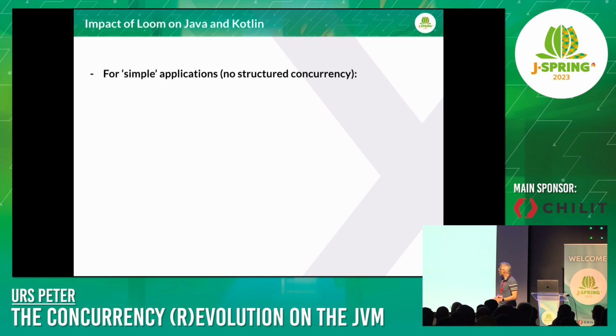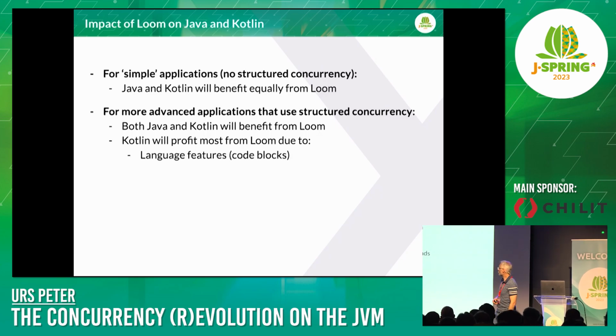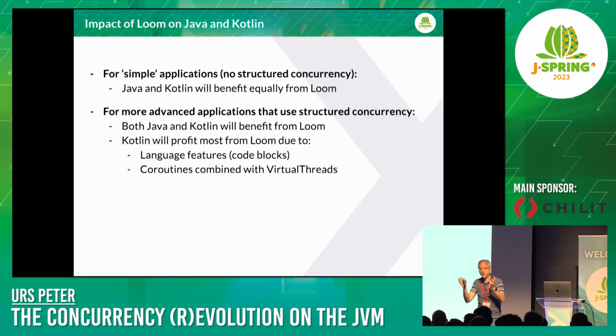So, a bit of a conclusion. If you have simple applications, I think Java and Kotlin would benefit equally from Loom. So the thread-per-request applications, where you don't do fancy stuff with parallelism and so on, then there's no difference. When it gets more advanced, if you heavily use structured concurrency, Java will also profit from it. It will definitely get simpler because you can kind of say goodbye to reactive frameworks, except the streams, and use a more sequential way of expressing your logic. But because of the language features Kotlin offers, and because of the coroutines' rich environment for cancellation and so on, combining them with virtual threads is really the sweet spot.